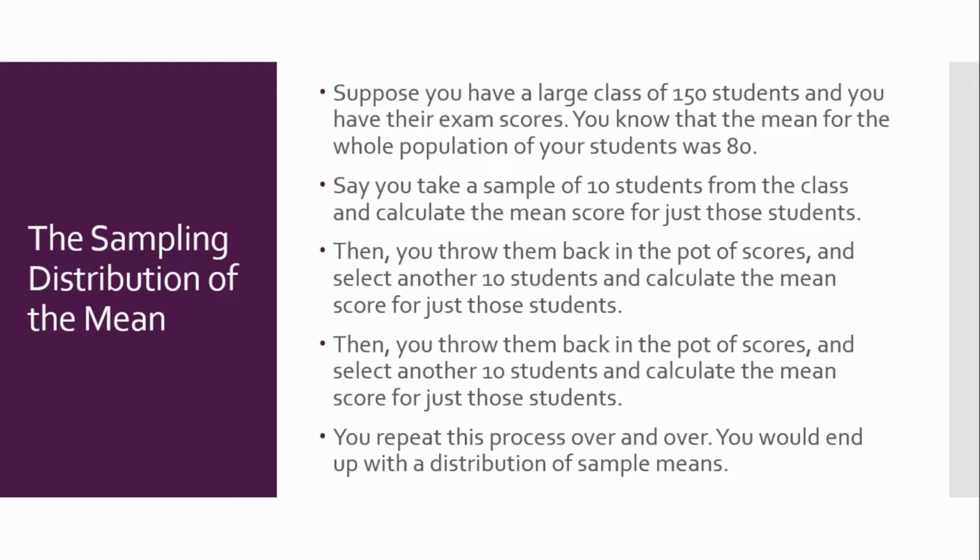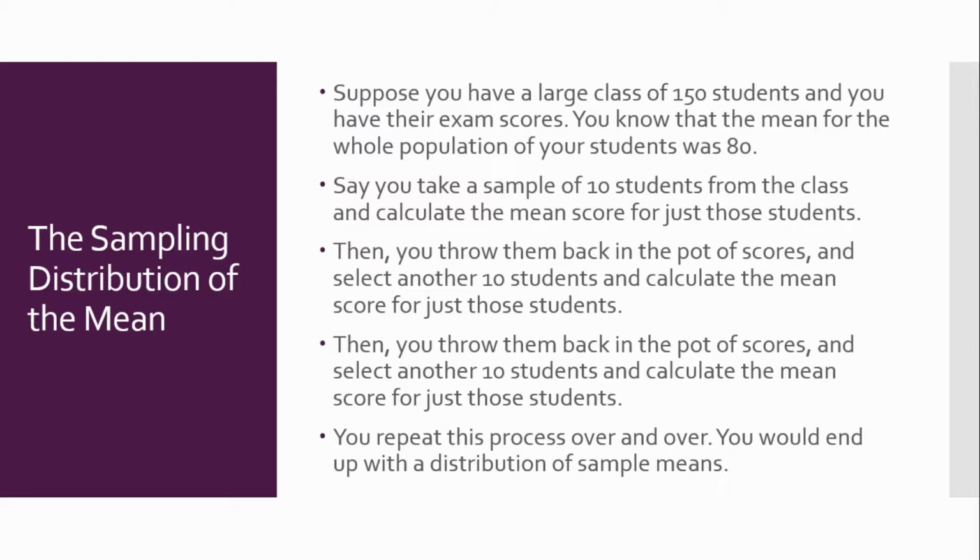So suppose you have a large class of 150 students, that's your population, and you have their exam scores, that's the variable, okay? You know that the mean for the whole population for these students is 80. Well, let's say you take a sample of 10 students from these 150 students, and for those 10 students, you calculate just their mean, okay? And then you throw their scores back into the pot, and then you get another 10 students at random, and you calculate their mean exam score, and then you throw them back into the pot, and you do this over and over and over again.